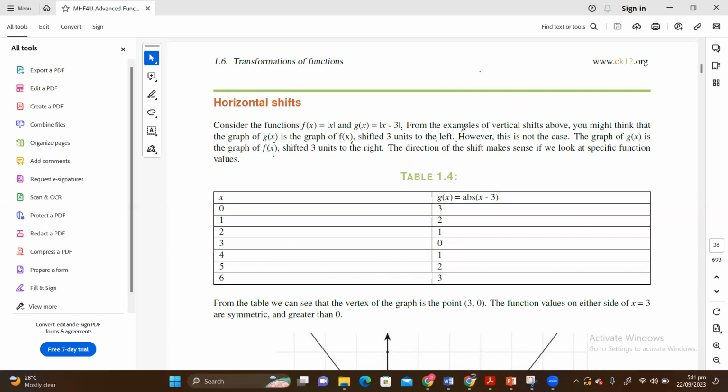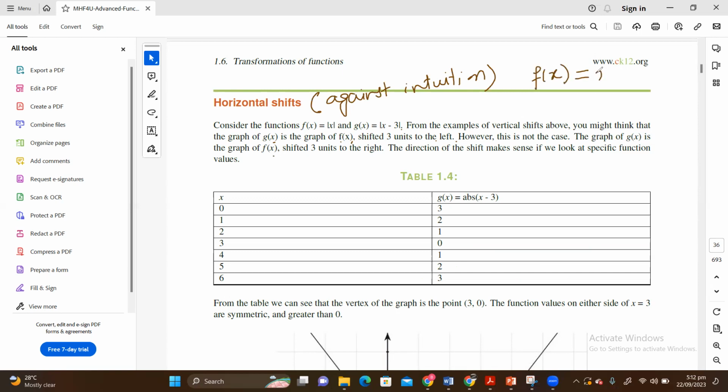That I told you yesterday. For horizontal shifts, it's against intuition. But my question is, how are we going to figure out that this will be a horizontal shift and this will be a vertical shift? That is what I'm going to tell you. This is the most important question, and I explained it to you yesterday too.